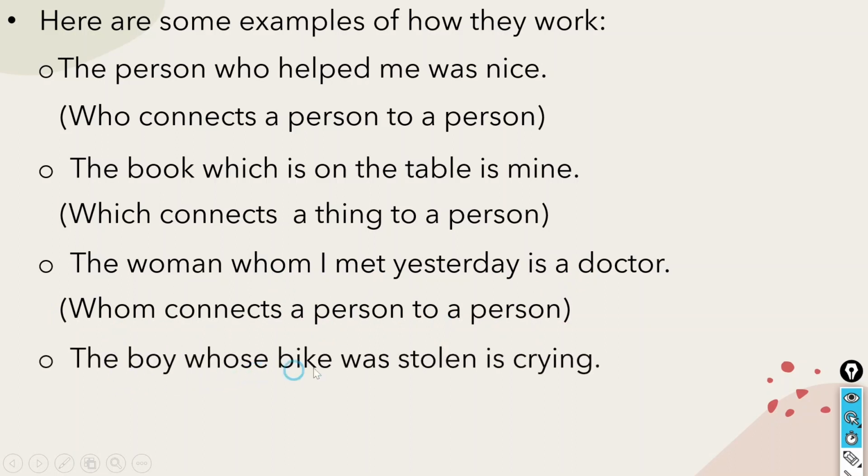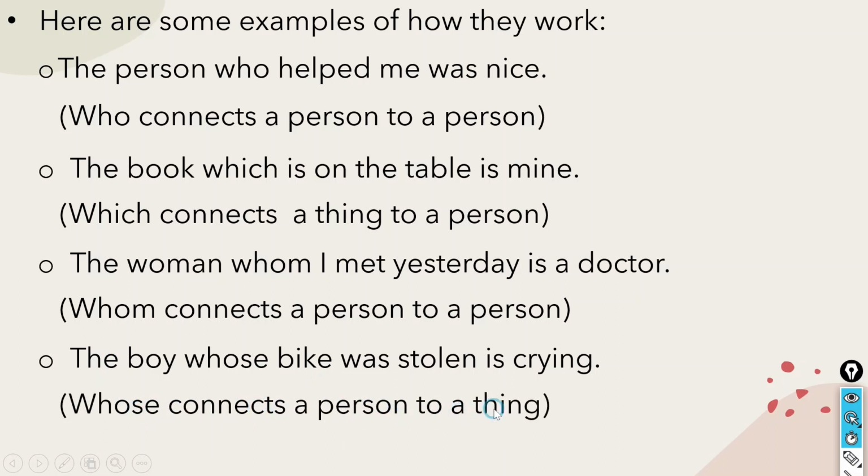The boy whose bike was stolen is crying. So you have seen the boy, then you put whose bike was stolen is crying. So you are now connecting the boy and whose bike. So now whose connects a person to a thing, like the boy is the person, and the bike is a thing.